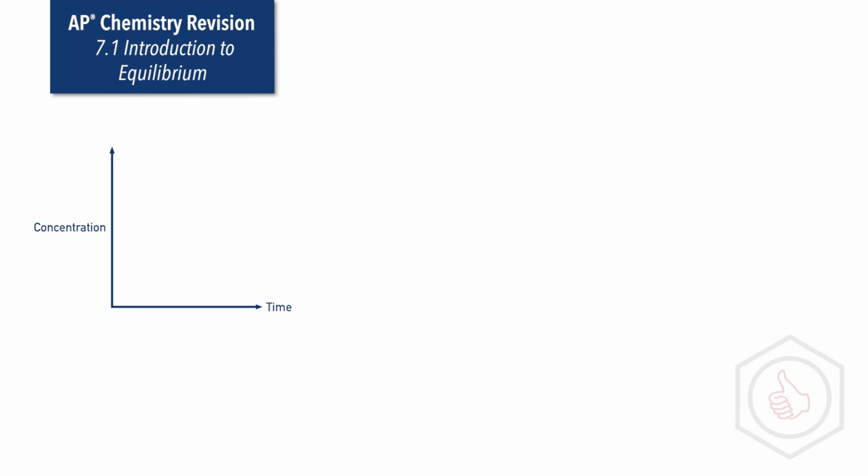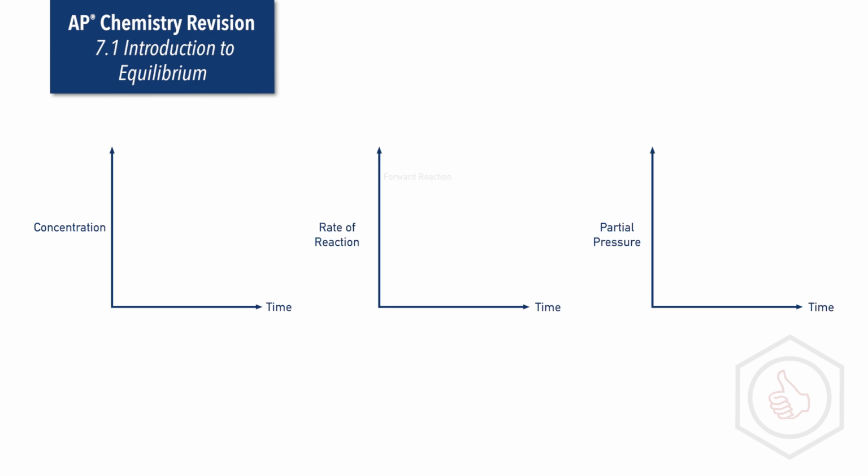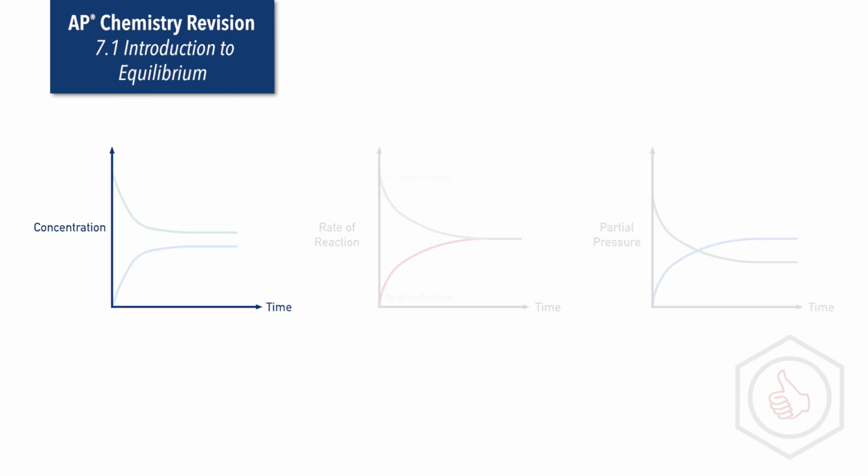Whether we're looking at concentration, rate of reaction, or partial pressures, the overall pattern is the same. There's an initial change, followed by a steady state with no change. For a concentration versus time graph, the concentration of reactants decreases while the concentration of products increases. Once equilibrium is reached, both levels flatten out. They remain constant. Though remember, the reactions are still happening in both directions.